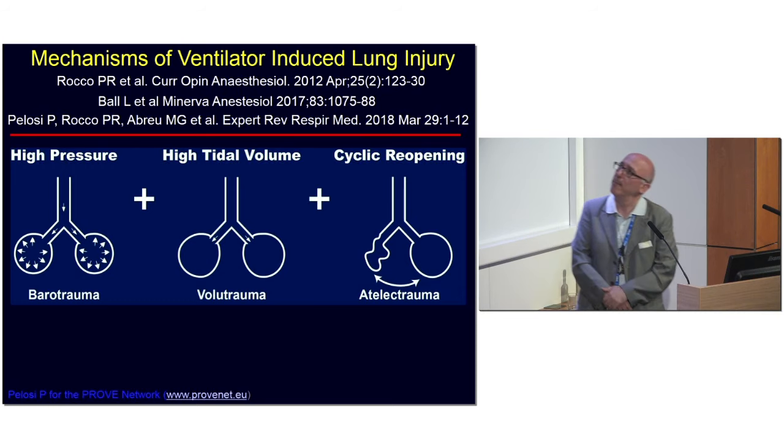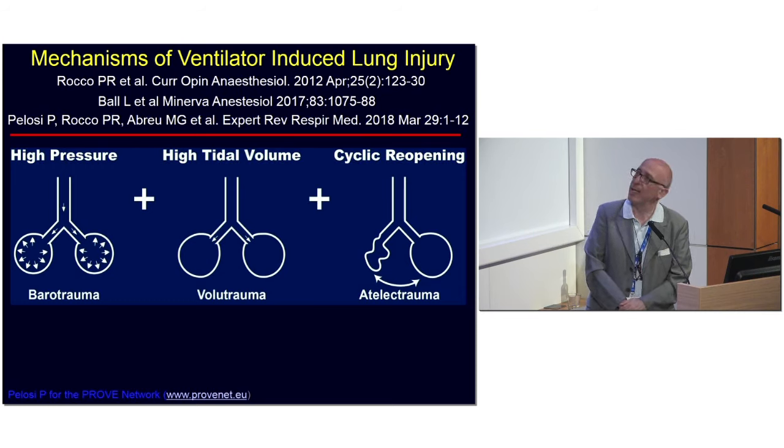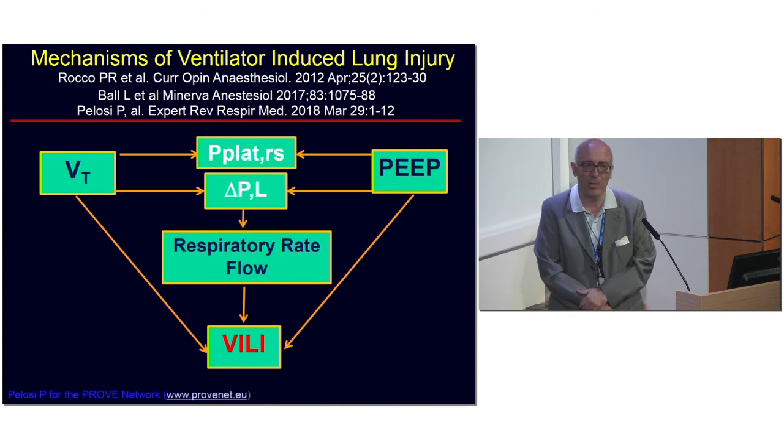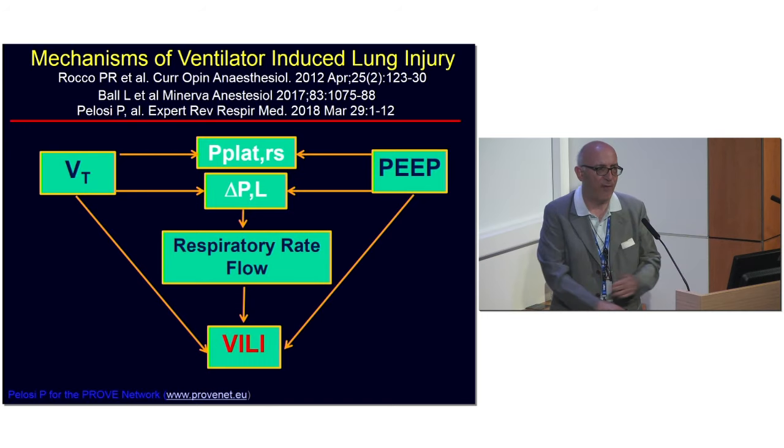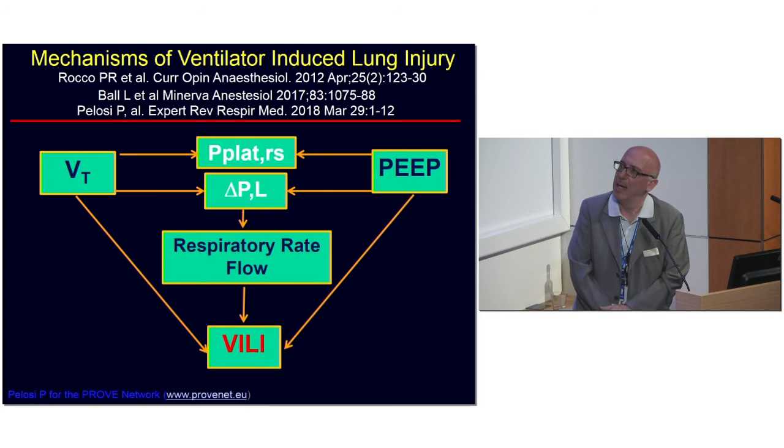These are the main mechanisms for ventilator-induced lung injury: high pressure, high tidal volume, or resting volume at end expiration and cyclic reopening. And we know that there are different factors that may induce ventilator-induced lung injury, which are tidal volume, plateau pressure, driving pressure of the respiratory system and of the lung, and the positive end expiratory pressure. But other factors have been less considered, like respiratory rate, which is associated with different inspiratory flow, and all of them may promote ventilator-induced lung injury.